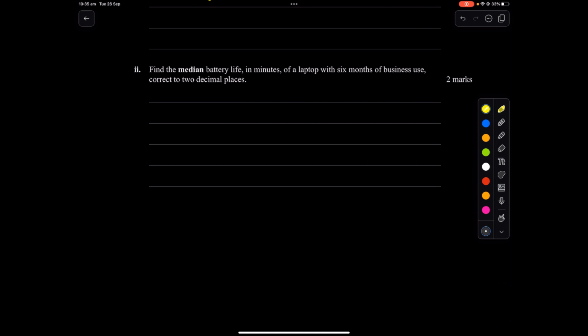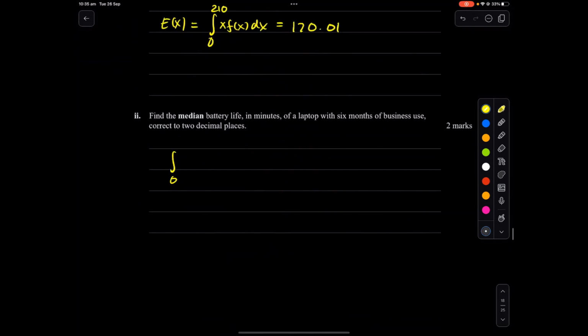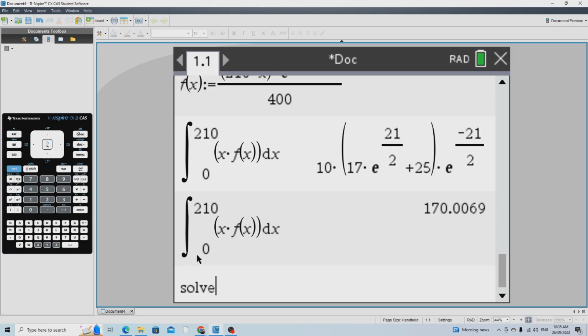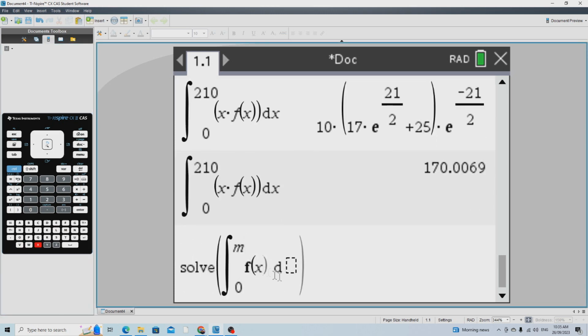Find the median battery life in minutes of a laptop with 6 months of business use. Nice and easy. So we know that the median is from 0 to some value m of f(x) dx, and that should equal a half. So let's do that. We want to solve when the integral from 0 to a value of m of f(x) dx should equal 0.5, comma m.